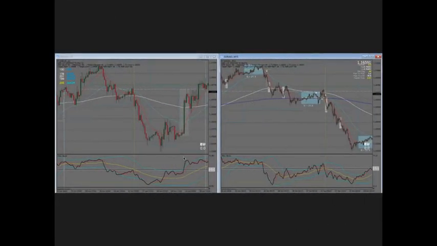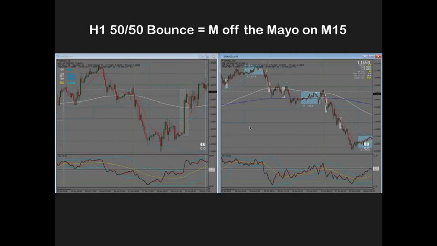All right, next, EU. Now, what I said earlier, the H1 50-50 bounce is going to give you the M off the Mayo on the M15. So let's take a look here. We have our peak formation, and then our 1350 cross. First pullback to the water on the H1 gives you a nice railroad track formation, close below the 13. But we did not get our signal line cross until the next candle here, shift. If you got it, you can take this entry here, or you could have waited for the pullback and taken the pullback entry and rode this nicely down.